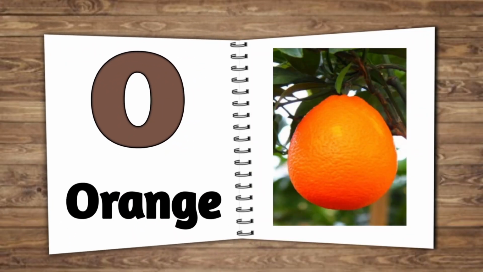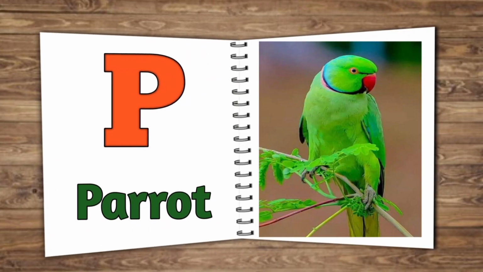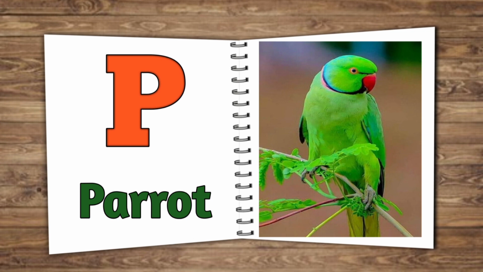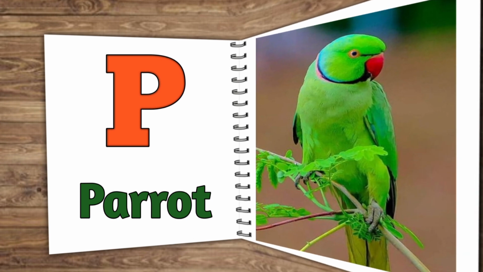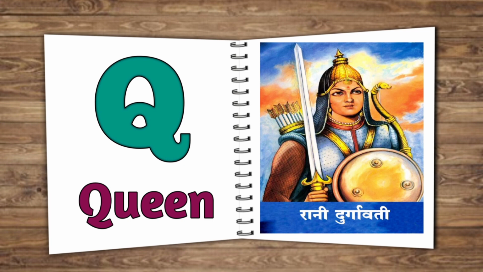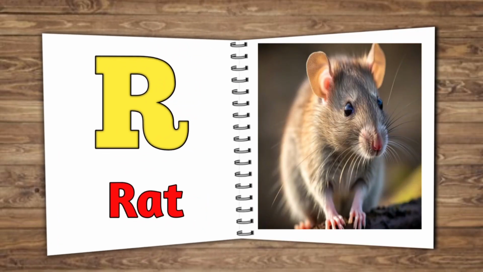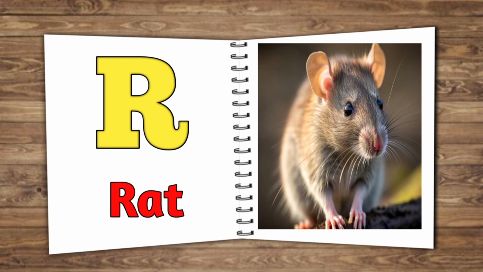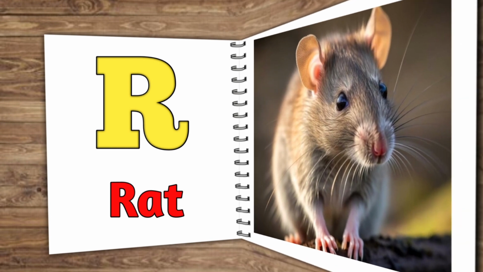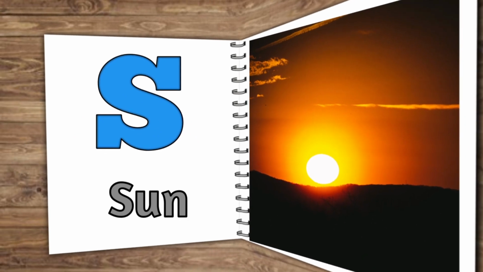O for orange. P for parrot. Q for queen. R for rat. S for sun.